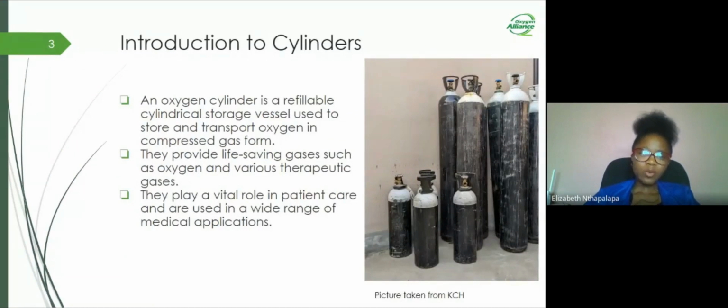So one may ask, what is a cylinder? Actually, a cylinder is just an oxygen refillable cylindrical storage vessel used to store and transport oxygen in compressed gas form. As you can see in the picture here, this is a clear presentation of what an oxygen cylinder is, which was taken from one of our health facilities in Kamuzu Central Hospital. These medical gas cylinders are critical tools in healthcare settings. They provide life-saving gases such as oxygen and various therapeutic gases. They really play a vital role in patient care and are used in a wide range of medical applications.